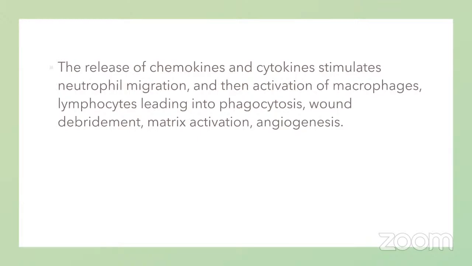The release of chemokines and cytokines stimulates neutrophil migration and then activation of macrophages and lymphocytes, which eventually lead to phagocytosis, wound debridement, matrix activation and angiogenesis. Because after a wound is formed and the blood flow has stopped, there are many more things to be done in that area. The tissue loss is there, so tissue has to reform. Some debris will be trapped in the area, and it has to be removed. Imagine a few bacteria are also coming to that area from the environment. Everything has to be cleared properly, and new tissue has to proliferate also, right?